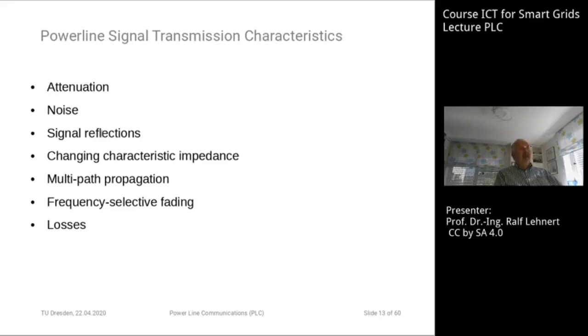We also may have signal reflections, and definitely we have changing characteristic impedance. As I mentioned already, if you switch on and switch off power consumers, if you switch on a heating, then definitely the impedance goes lower, and if you switch it off, the impedance can go back to a higher value. And of course your communication system, the transmitter and the receiver, must be able to cope with this.